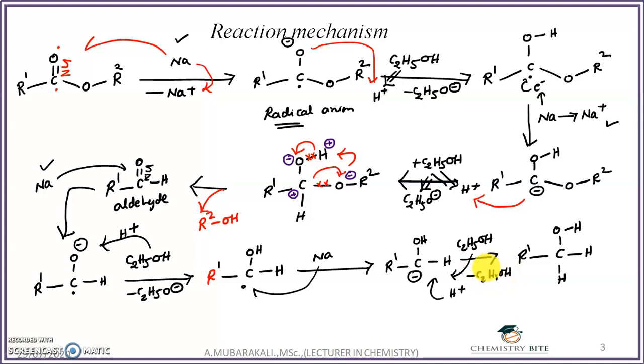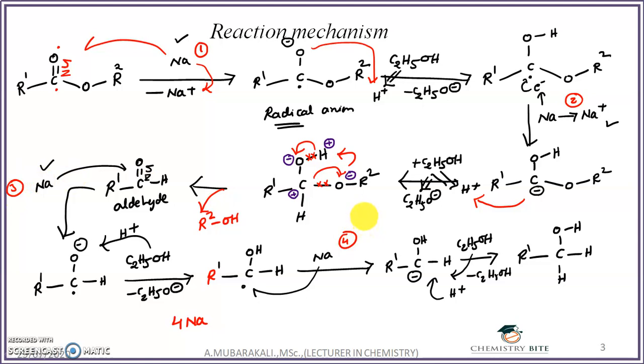So in total, how many moles of sodium atoms have we used here? Here we have used 4 moles of sodium atoms. You can see here the first, and the second sodium atom we have used here. This is the third sodium atom, and this is the fourth sodium atom.